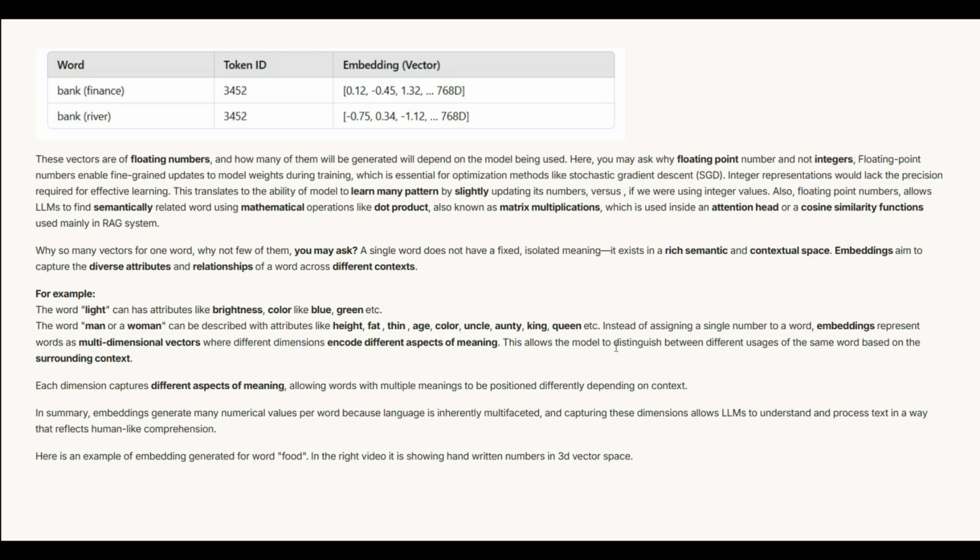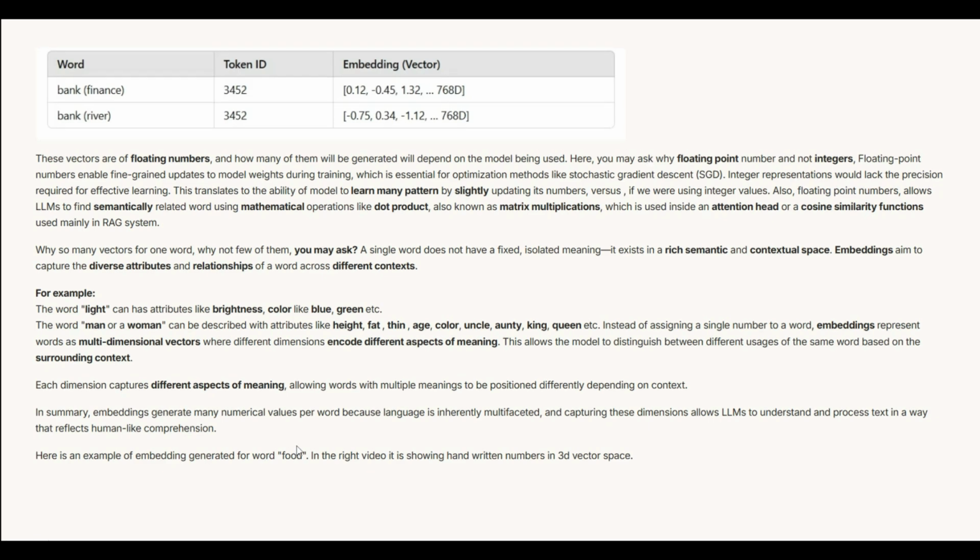This allows the model to distinguish between different usages of the same word based on the surrounding context. Each dimension captures different aspects of meaning, allowing words with multiple meanings to be positioned differently depending on context. The word apple could mean a fruit, based on the context of the statement it is used in, or the company named Apple. In summary, embeddings generate many numerical values per word because language is inherently multifaceted, and capturing these dimensions allows LLMs to understand and process text in a way that reflects human-like comprehension.